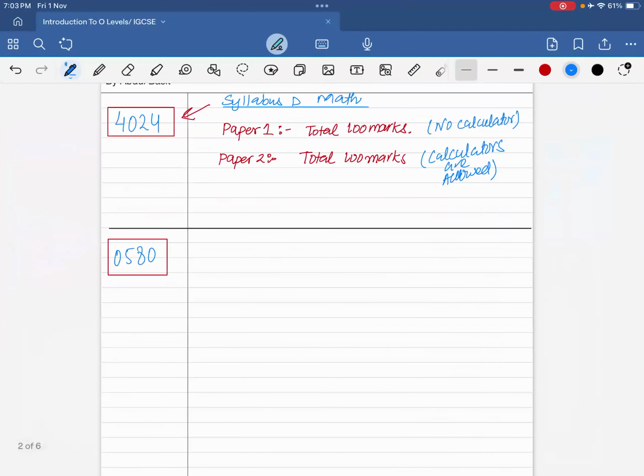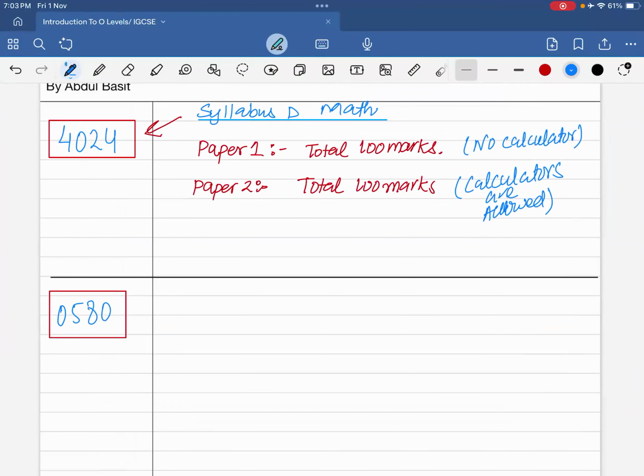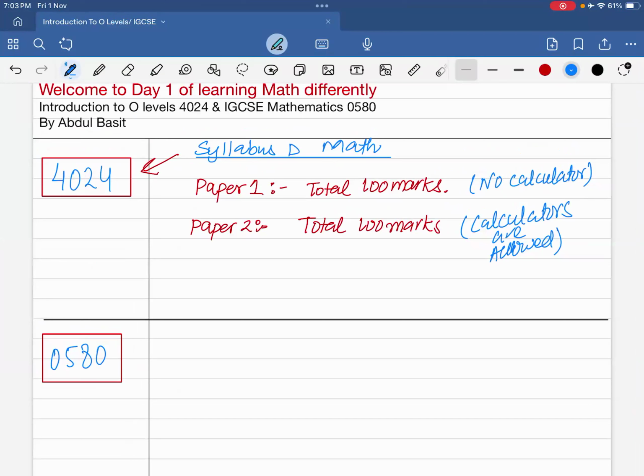Okay. Now O levels maths. Beta, you have two papers, paper one and paper two. Paper one is total 100 marks, no calculators. Paper two is total 100 marks. Calculators are allowed. But the good part is that this part is 50% of your paper and this part is 50% of the paper. Remember one thing, beta, whenever you do not have a calculator in a paper, it means that the examiner is going to make an easy paper for you, right?